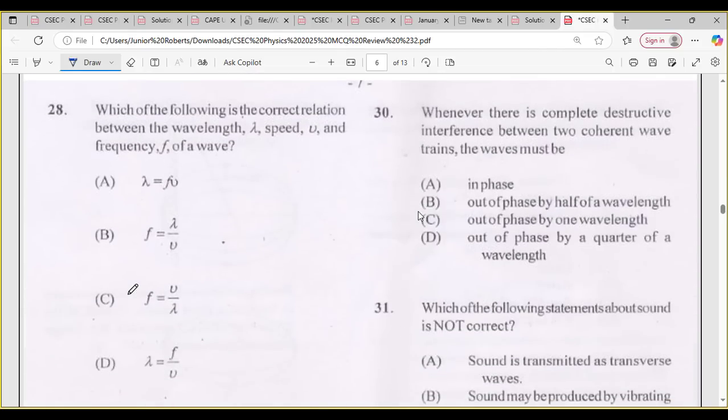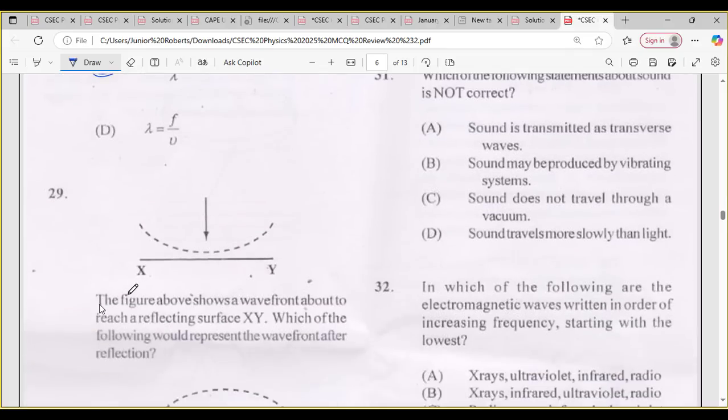Number 28 now says, which of the following is the correct relation between the wavelength, speed, and frequency of a wave? So we know v is equal to f lambda. So we're just going to look for the one that corresponds to that. So this looks to be it, because if we multiply both sides by lambda, we're going to get v is equal to f lambda. So 28 is C.